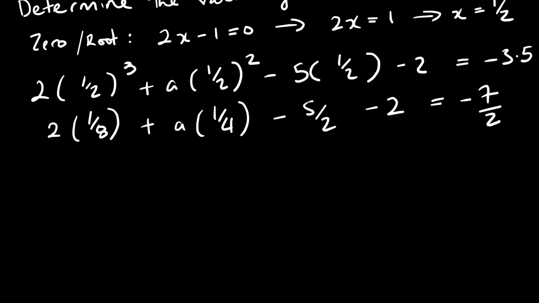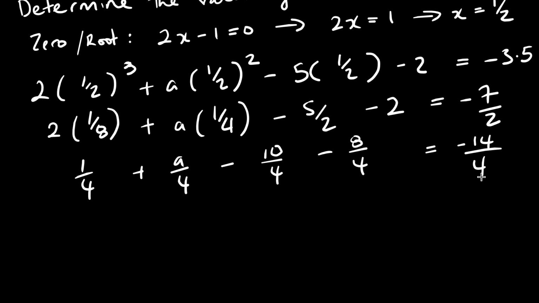We're almost there. So we should end up with a quarter here. We'll have a over 4 here. We have, and I guess we can call this 10 over 4 if we need to. We can call this 2 over 1, so we can call this 8 over 4 as well, and we can call this negative 14 over 4. Now, why would I do that? If I express everything as a term over the same denominator, then I can just work with the numerators.